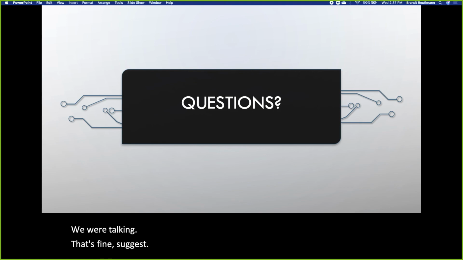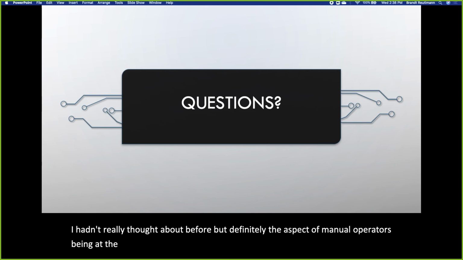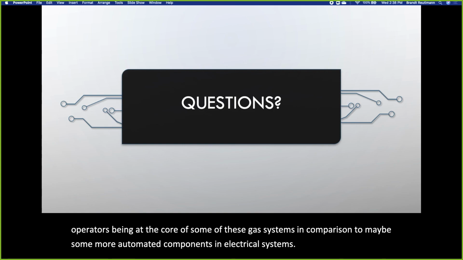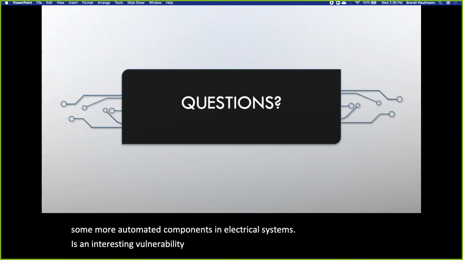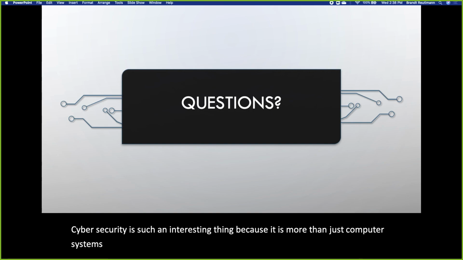Yeah, I think that's a really interesting insight that I hadn't really thought about before, but definitely the aspect of manual operators being at the core of some of these gas systems, in comparison to maybe some more automated components in electrical systems, is an interesting vulnerability. And like I said before, I think cybersecurity is such an interesting thing because it's more than just computer systems. It's also the human beings who interact with those computer systems who can be at fault for some of the things that happen.